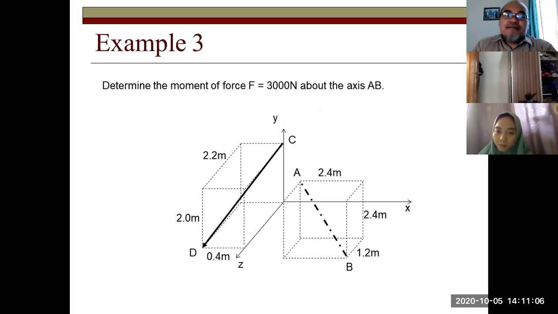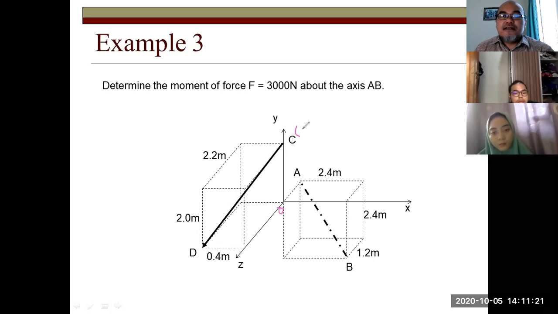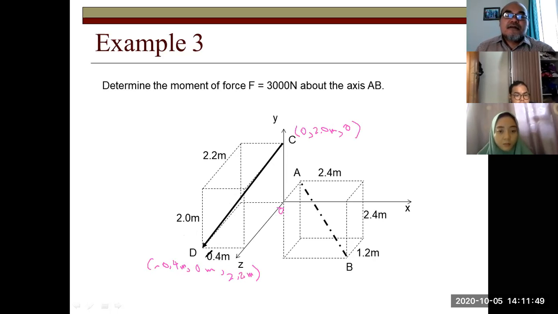For example, here we have a similar setup to the previous example on moment about a point. We have the force CD. The coordinate of C is: the X coordinate is 0, the Y coordinate is 2 meters, and the Z coordinate is also 0. The D coordinate is: X axis is minus 0.4, Y axis is 0 meter, and the Z axis is positive 2.2.